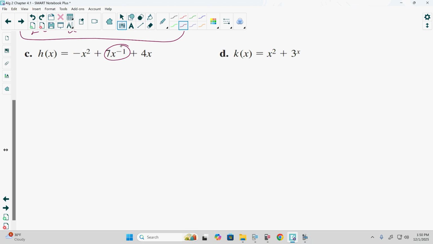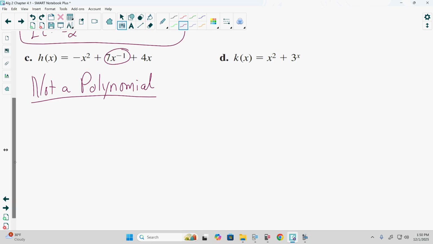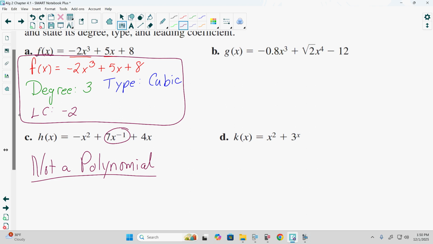So what that tells me is that this is not a polynomial function. Not a polynomial. And we're done. Because if it is a polynomial function, then we're going to write it in standard form, state degree, type, and leading coefficient. Since it's not a polynomial function, we don't do any of that. It's just not a polynomial. Question on C before we look at B.